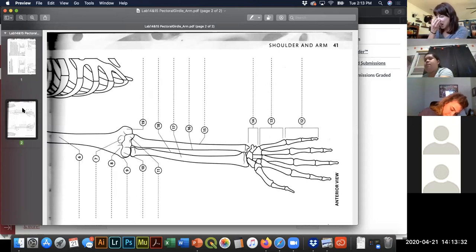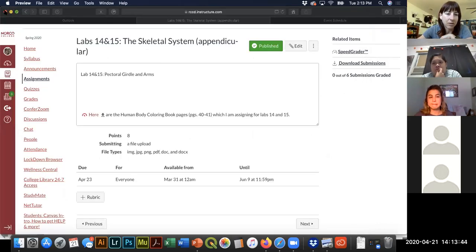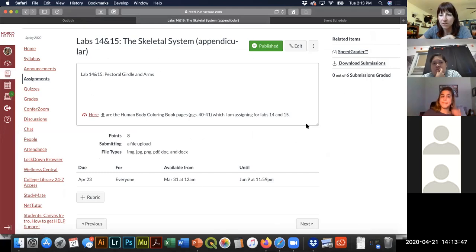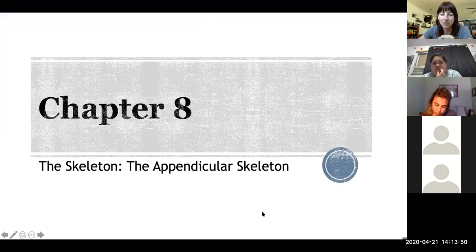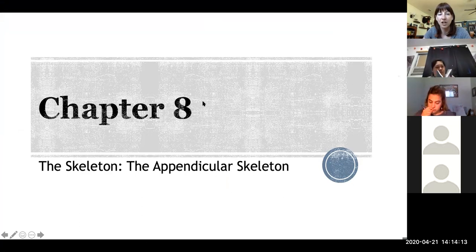And we're going to find out right now how much the bone markings overlap between the coloring book and the lab manual. You may need to add a few in from the lab manual, but that's not the end of the world. It keeps the lab manual still worth something. So you didn't spend like $120 on that thing for nothing. We're going to still use it. Sorry, you said lab 16 coloring book, what number? 46 and 47. Okay. 14 and 15 are pages 40 and 41, and lab 16 is 46 and 47 in the coloring book.